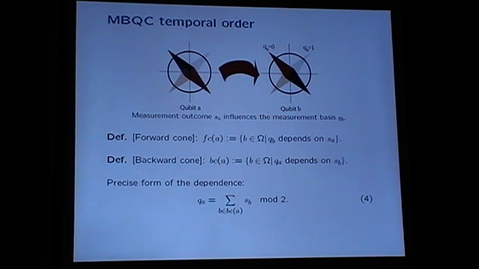And here again you see how temporal order comes about. You measure a qubit here, and its measurement outcome may feed into the choice of measurement basis over here for some other qubit. This leads us to the notion of forward cones. We call the forward cone of a particular qubit the set of all those other qubits whose measurement basis depends on that particular outcome. And similarly, you can talk about the backward cone, the reverse of that.